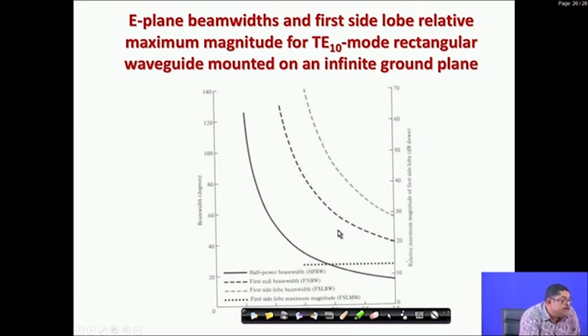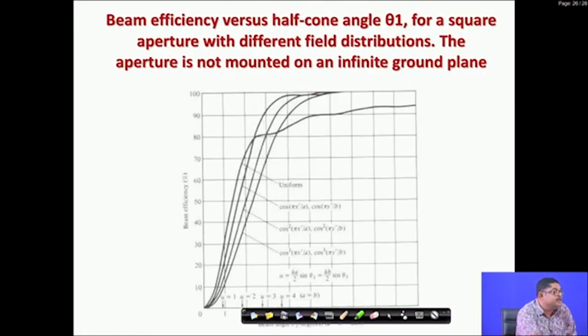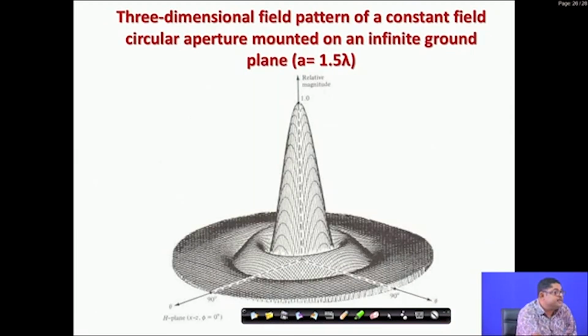Then what else? First null beam width, first side lobe beam width, these are shown here. Similarly, H plane beam widths are also shown here, and beam efficiency versus half cone angle for a square aperture, etc. This is for circular aperture also.